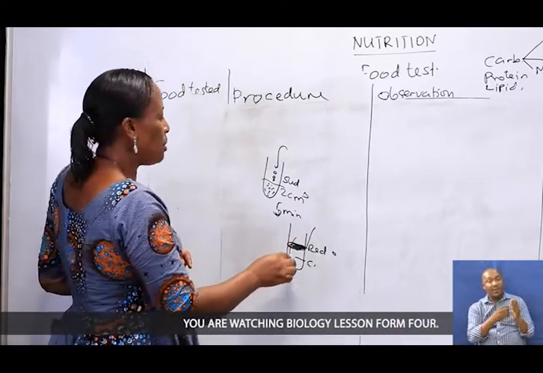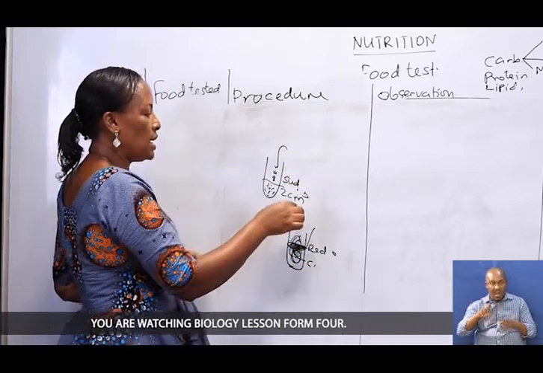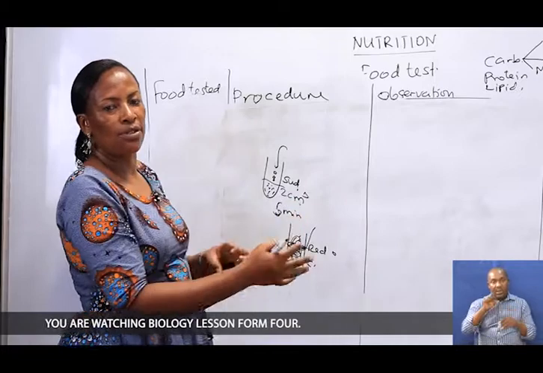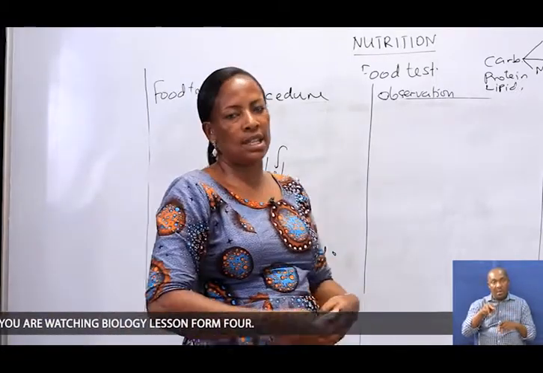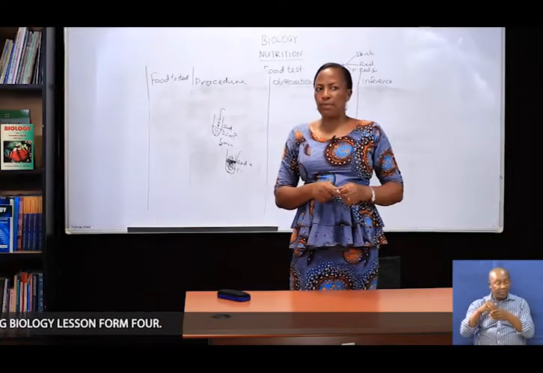But if there is a clear mixture between Sudan 3 and solution C, it will form a red solution, which means there is no lipid in the food sample.